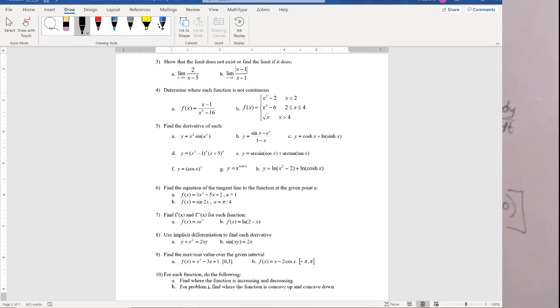Let's see. Find the derivative of each. Let's do maybe B. G looks fun.